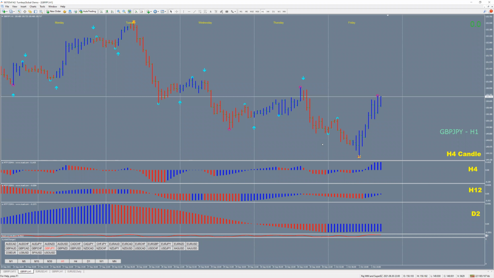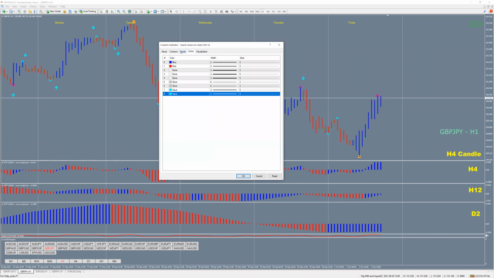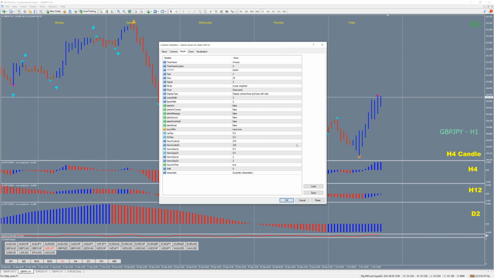Okay, so that chart we're looking at, what time frame is it? 1 hour. And the candles are set for 4 hour? Yeah, the MACD is set for 4 hours. Show me your settings so I can get an idea how you do that. Okay. Oh, I see. Wow. Now I understand. I knew there was something.